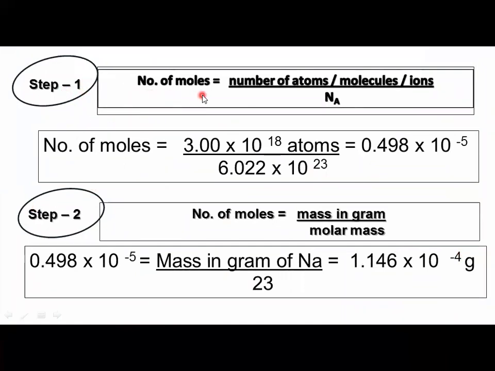Now, calculate again with the help of the given formula in two steps. In step number one, number of moles can be calculated with the help of given number of atoms, that is 3.000×10²⁸, divided by Avogadro number. So we obtain 0.4982×10⁵ moles. In step number two, with the calculated number of moles, we can calculate mass in gram. We adjust the equation. Molar mass will be shifted here. It will be multiplied; here it was dividing. So if we shift it here, it will be multiplied with the number of moles. Number of moles is already calculated, that is 0.4982×10⁵. And molar mass of sodium is 23. We multiply with 23. We obtain 1.146×10²⁴ gram of sodium atoms.